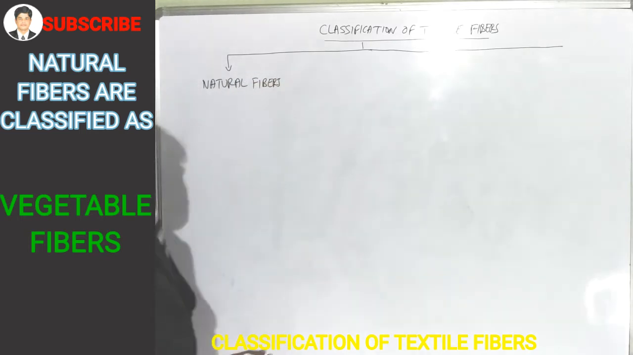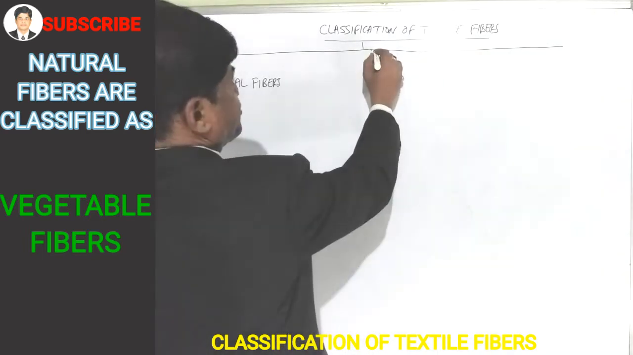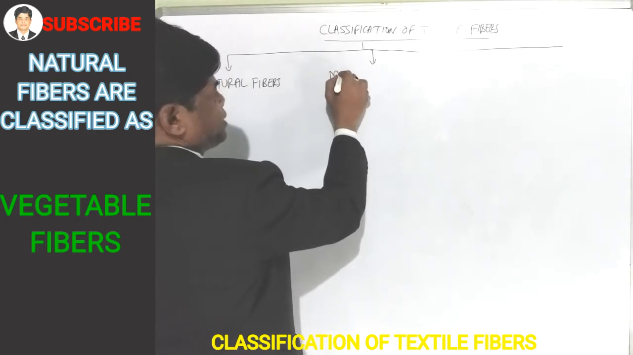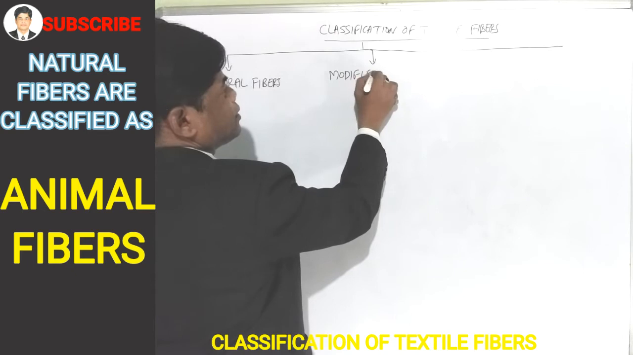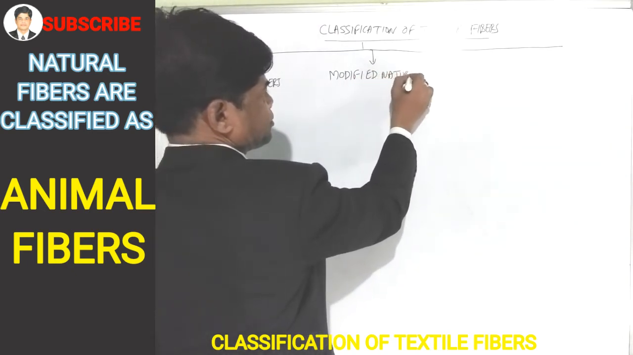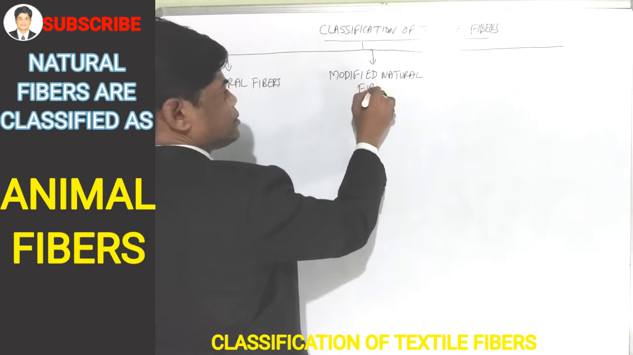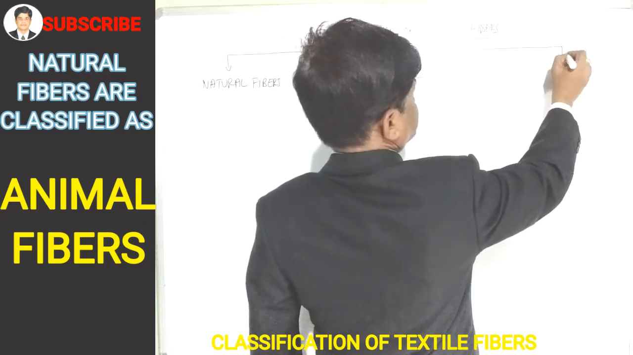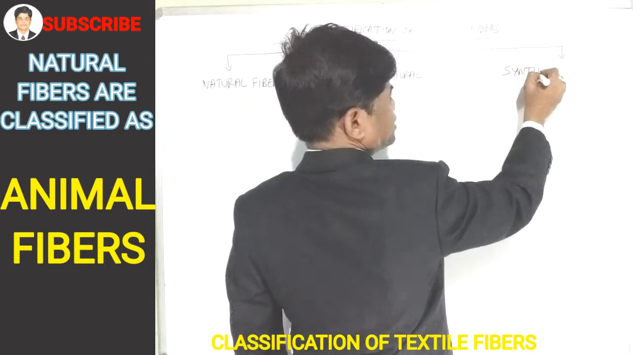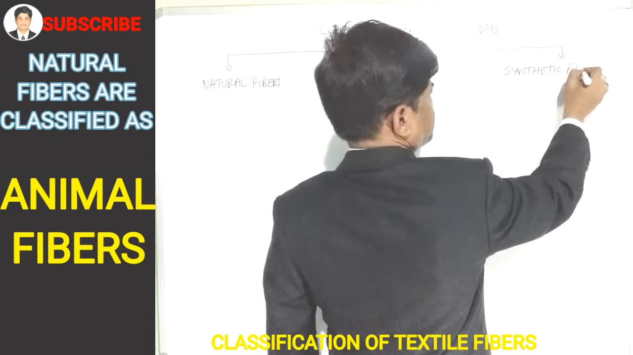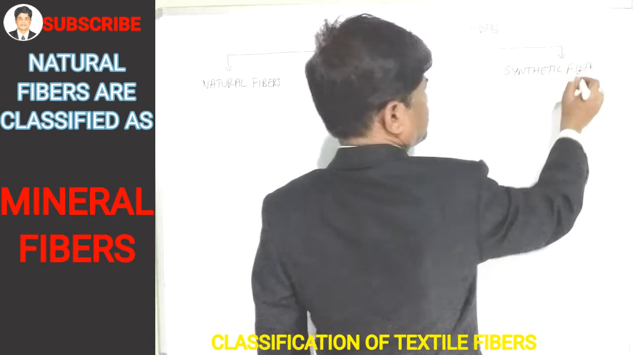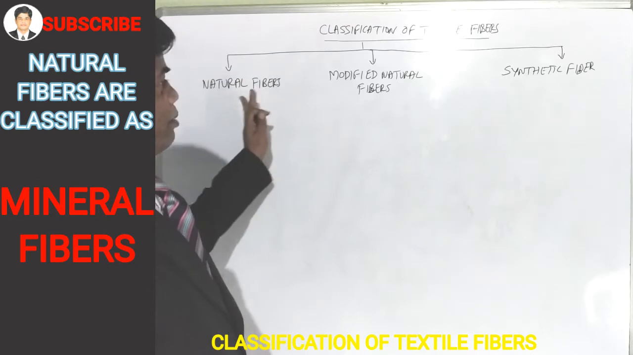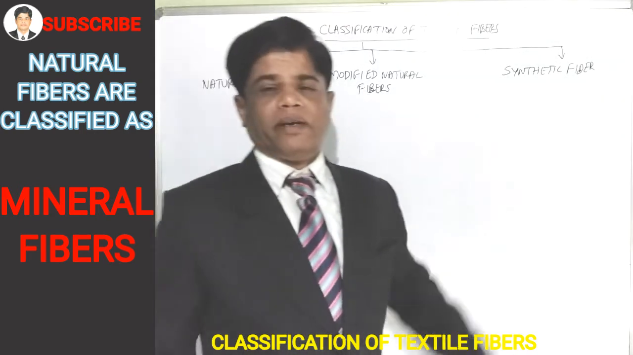And what other classifications are there? Regenerated fibers, modified natural fibers. The third one is synthetic fibers. So, natural fibers, modified natural fibers, synthetic fibers.